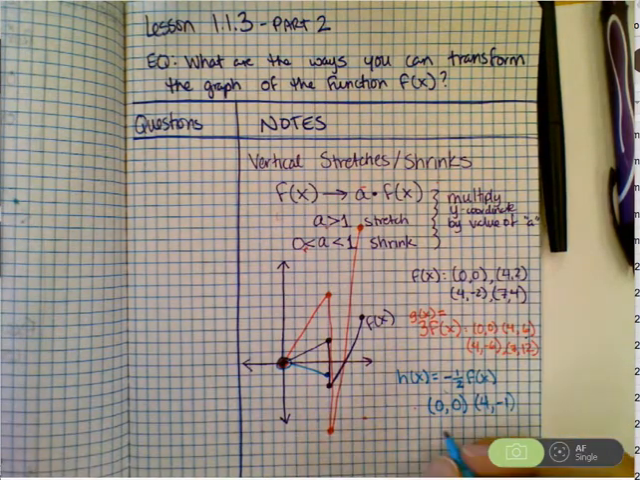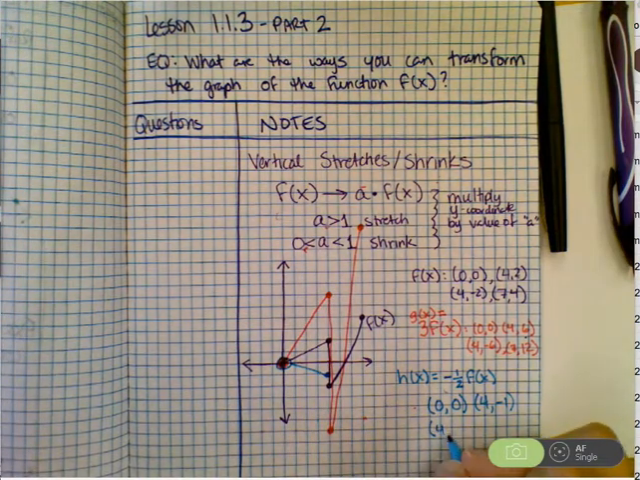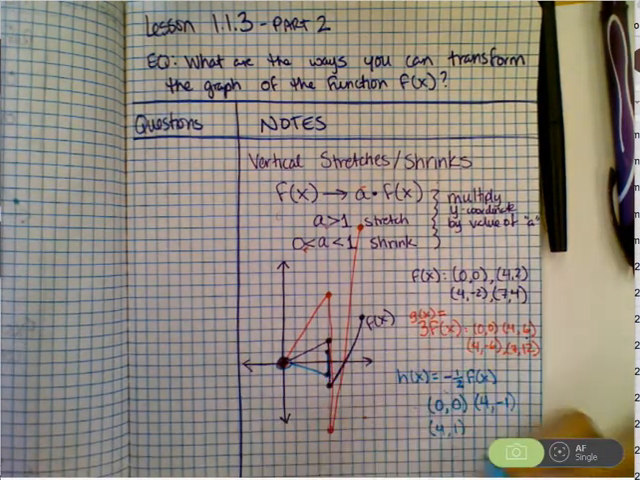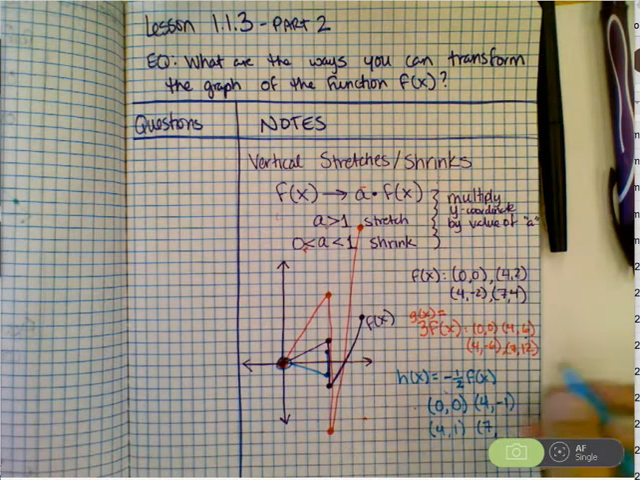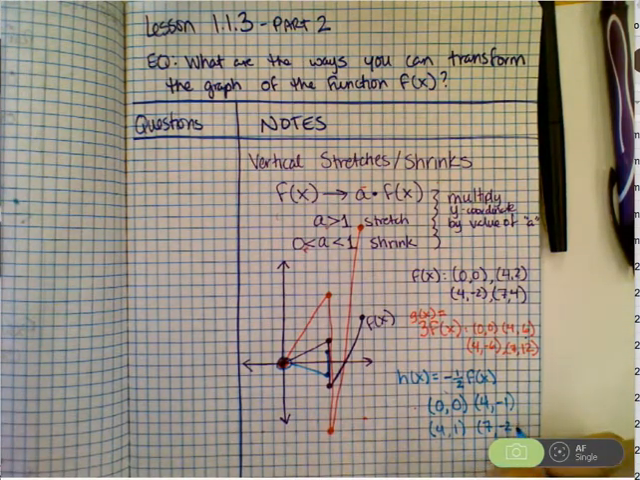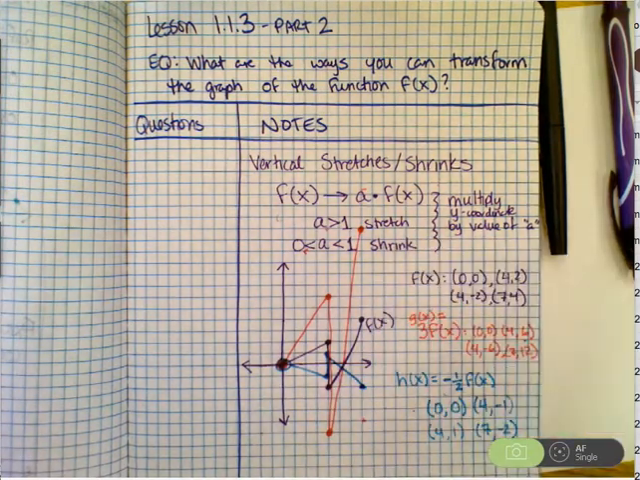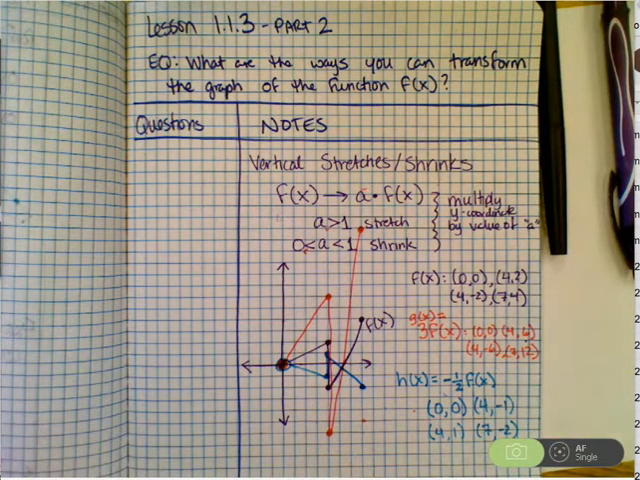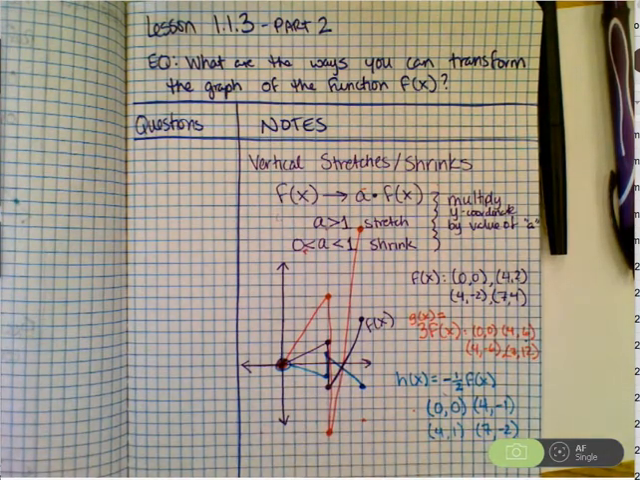My 4, -2, again the -2 gets multiplied by -1/2, and I get +1, so that goes to 4, 1, which is right there. And my last point, 7, 4, so 4 times -1/2 is -2. So 7 and -2 is right there. And I have my h of x. So you can see that one's flipped from where f of x was. It goes in the opposite direction. That's because it's negative. It's also scrunched down closer to the x-axis because it's a factor of 1/2.